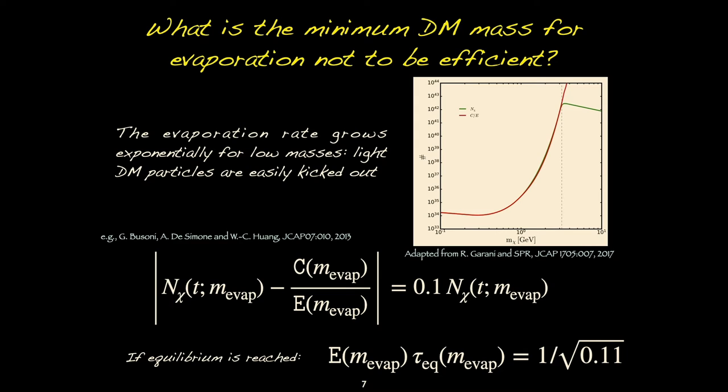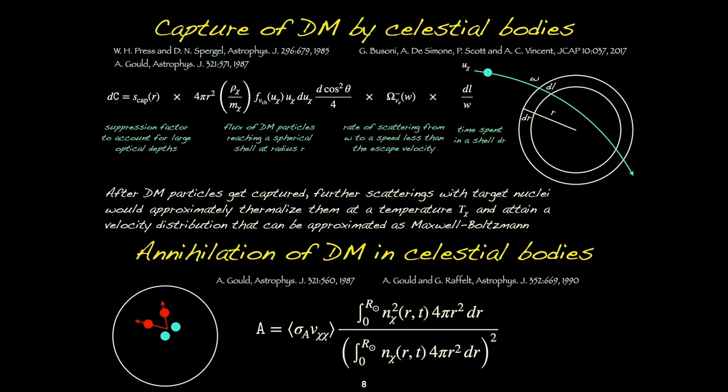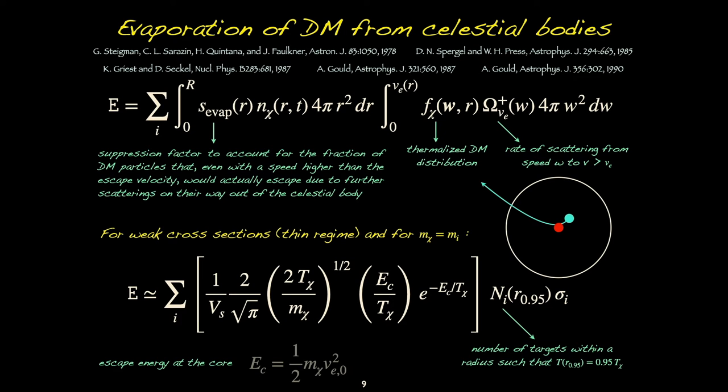As you will see, because of this exponential behavior, all the dependence of the dark matter evaporation, or most of the dependence, is logarithmic. So it doesn't really matter what you put here. Okay, so we need to compute the capture, we need to compute the annihilation, we need to compute the evaporation.